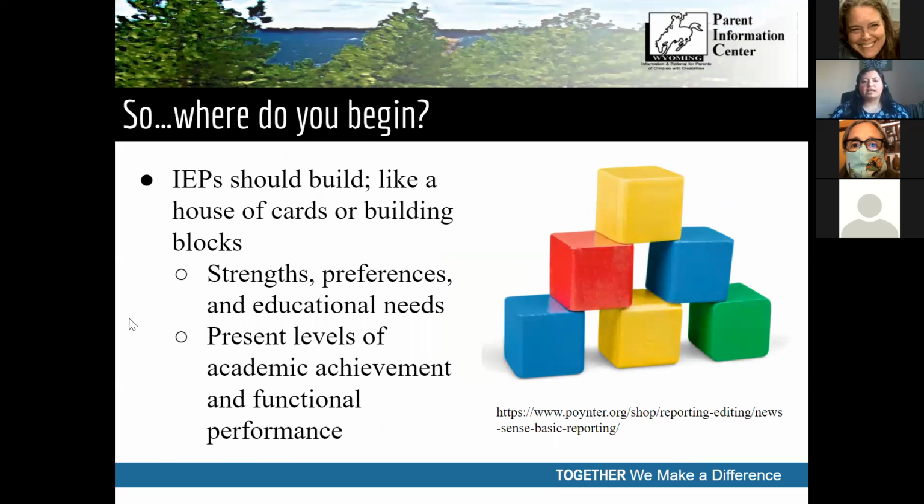So where do you begin? We can talk about SMART goals all day long, but where should you start? IEPs, I look at them like a house of cards.